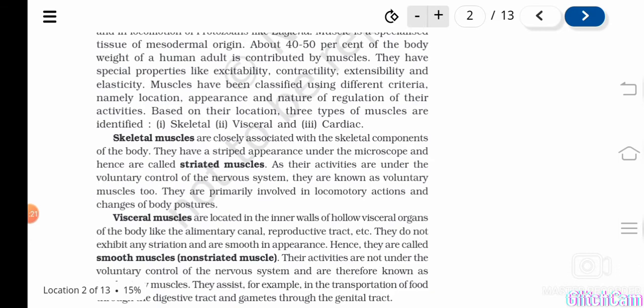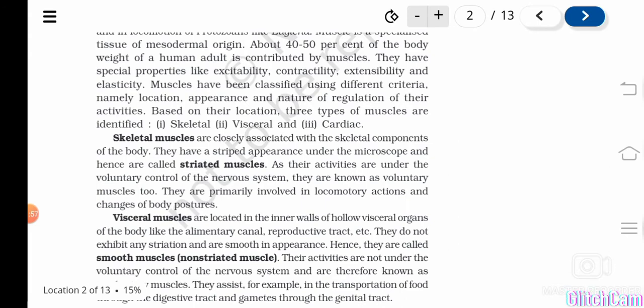And as they can work under our control, they are also known as voluntary muscles. As their activities are under the voluntary control of our nervous system, they are known as voluntary muscles. They are attached to the skeletal system, so they are also known as skeletal muscles. So skeletal muscles, striped muscles, voluntary muscles, all these are the same.